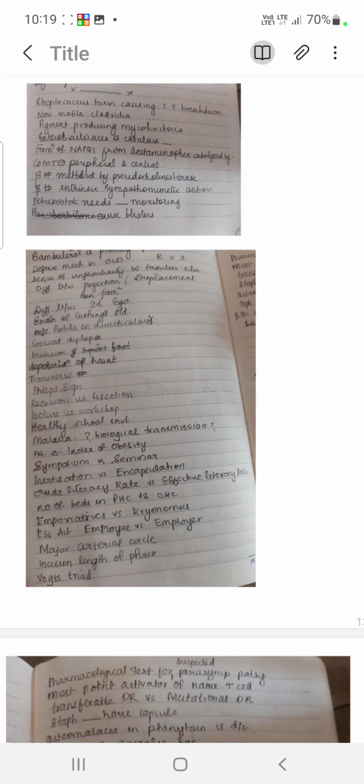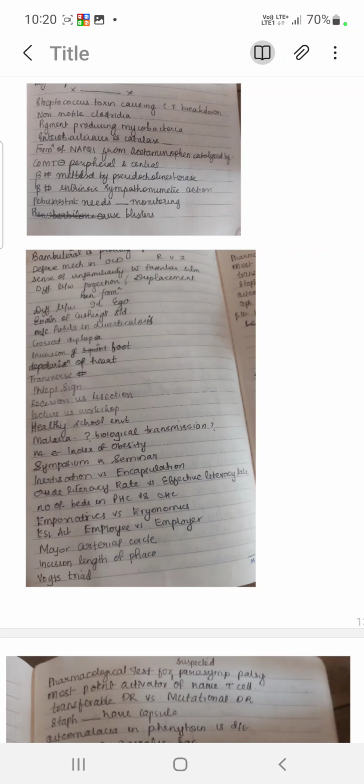Pigment producing mycobacteria. It can be photochromogen or scotochromogen. Photochromogen examples are Marinum, Kansasii and Simiae. Scotochromogen: Scrofulaceum, Szulgai. Enterobacteriaceae is catalase positive.